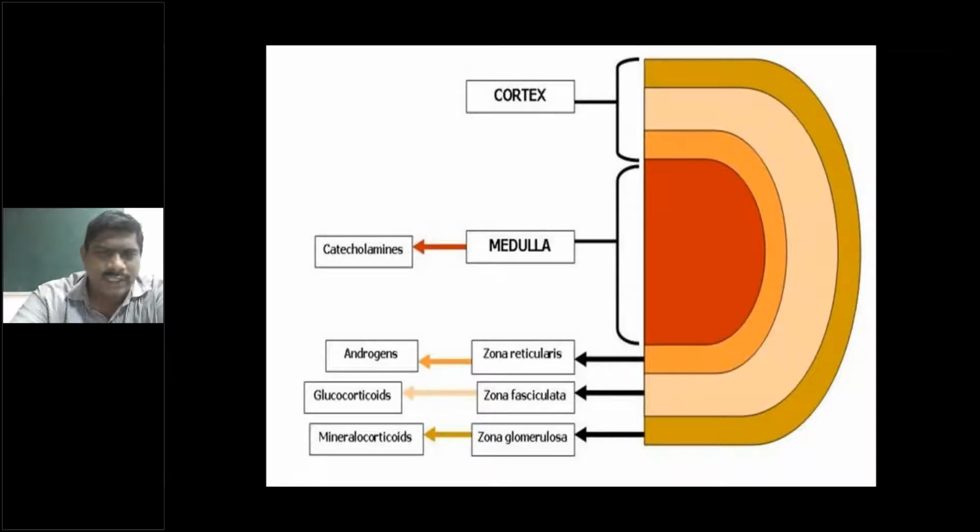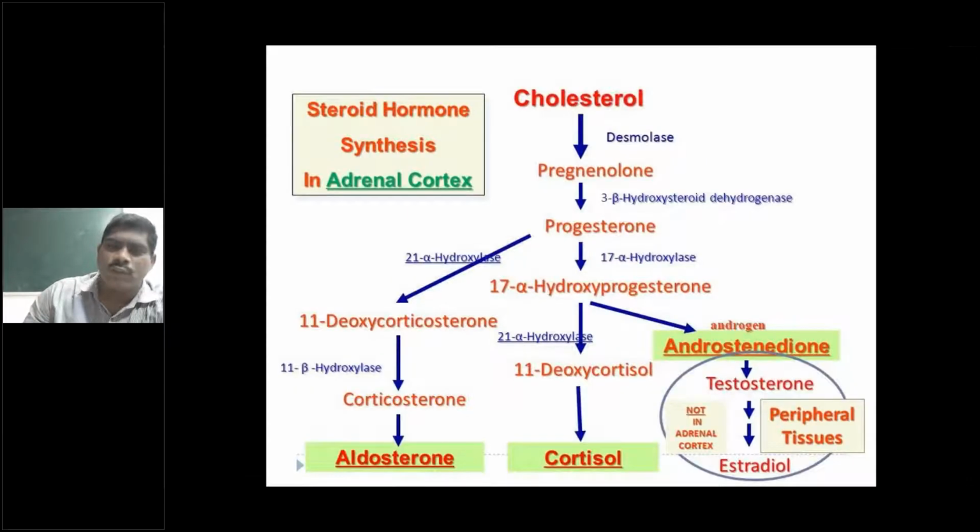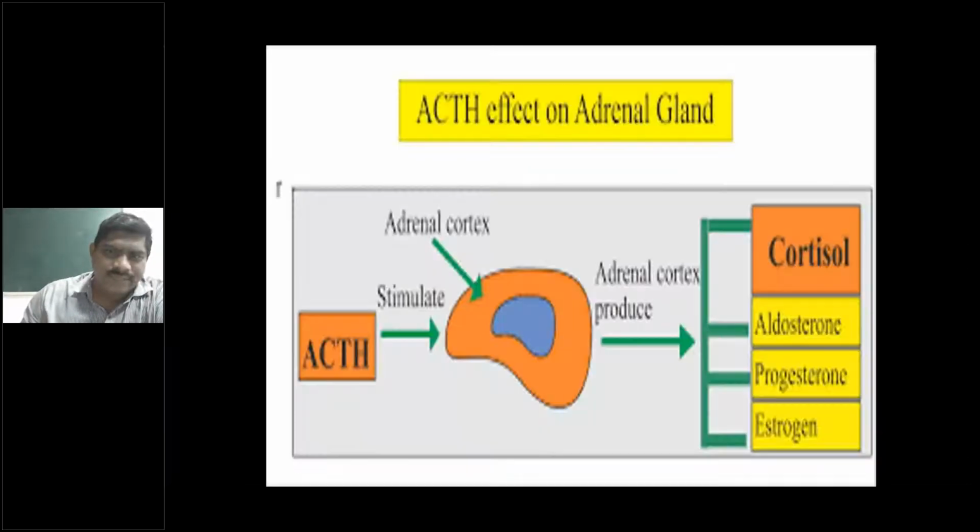The inner medulla secretes the catecholamines. In a little more detail, the zona reticularis secretes androgens, the zona fasciculata synthesizes the glucocorticoids, and the zona glomerulosa synthesizes the mineralocorticoids. Overall, these include aldosterone, corticosterone, cortisone, androgens, estrogen, testosterone, and the catecholamines epinephrine and norepinephrine. The inner medulla also secretes peptides like somatostatin and substance P. These are synthesized from the inner medulla.